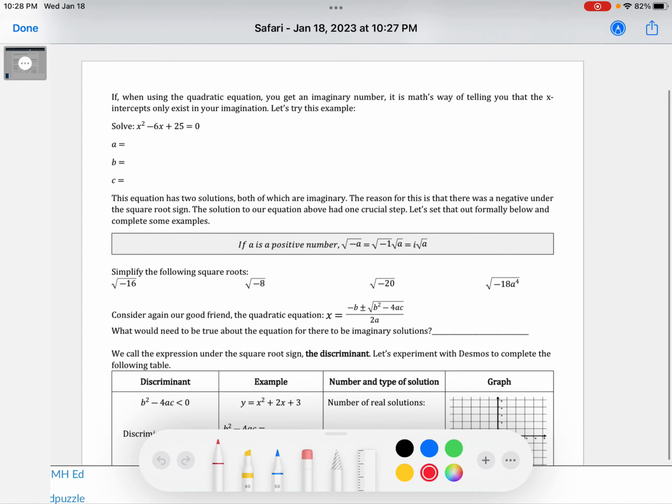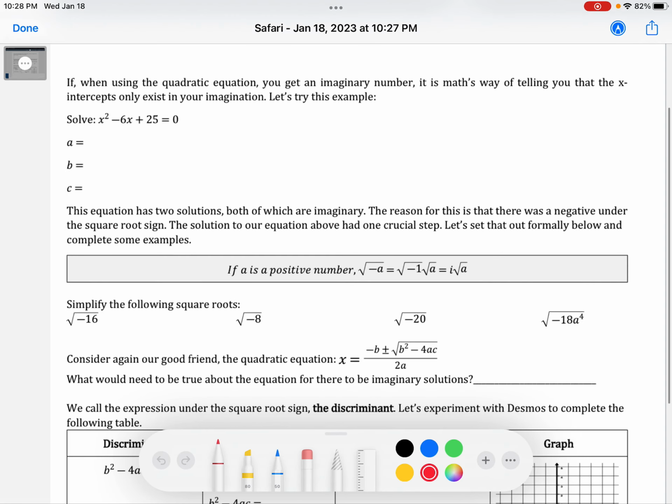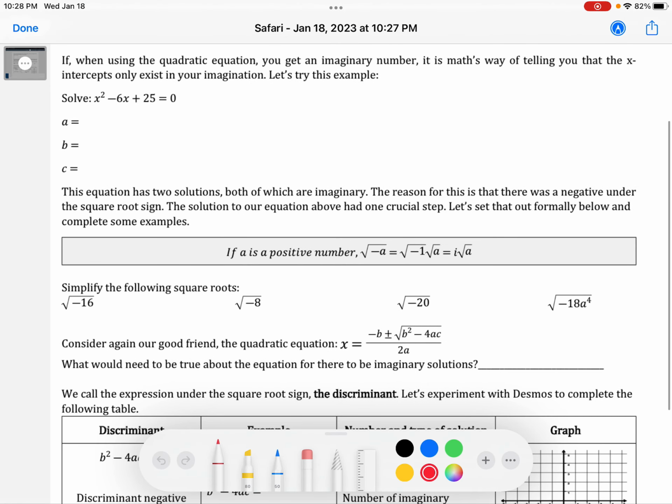Okay, so if you are solving a quadratic equation and you get some kind of imaginary number, then that's math's way of telling you the x-intercepts only exist in your imagination. In other words, the only solutions that exist are imaginary. There are no real actual solutions. I'll give you an example of it right here with this guy. So A is 1, B is -6, C is 25.